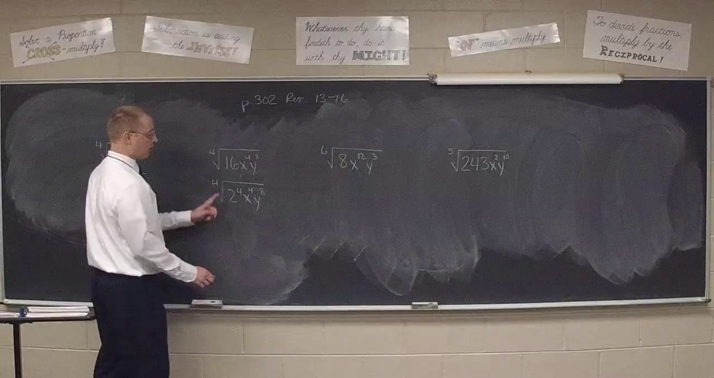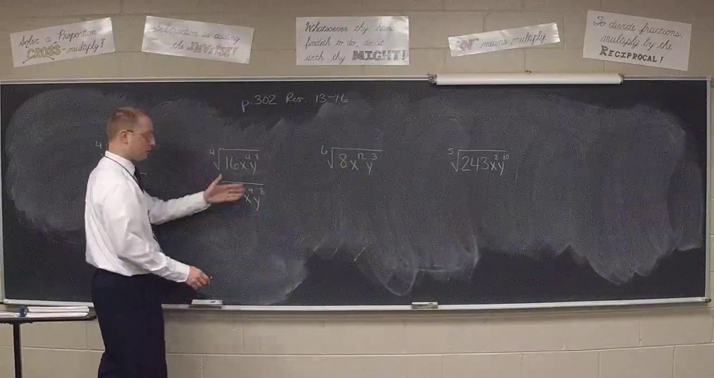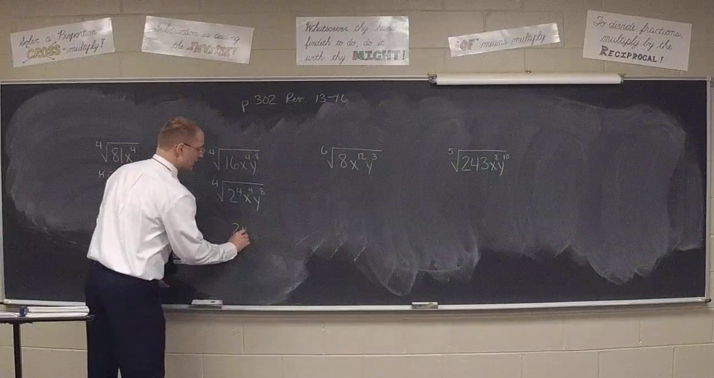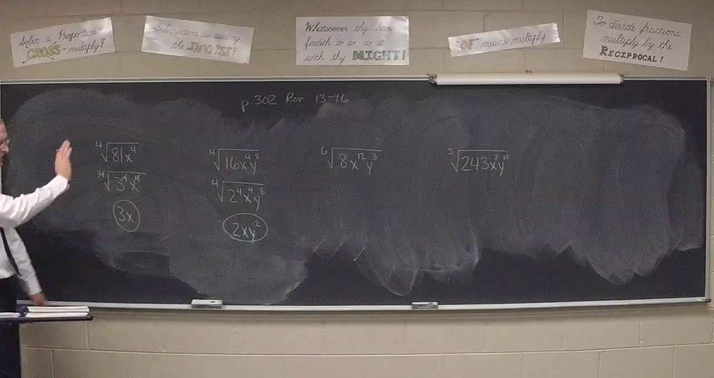2y squared. Well, 2x, 2 to the first, x to the first, y squared, right? Because the 4 goes into all of those evenly. 2 to the first, x to the first, y squared. So, yeah, that one didn't really work out so great either. Now, the next one's fine.